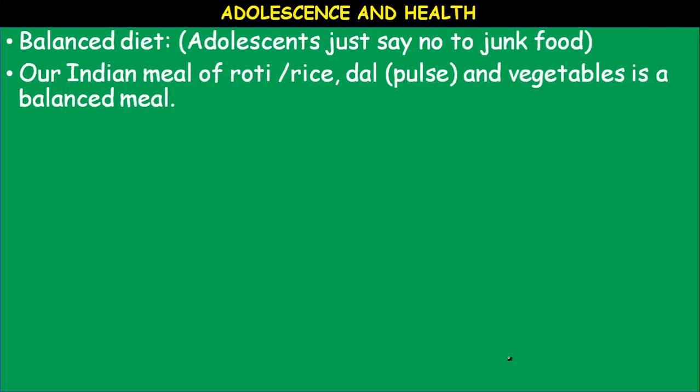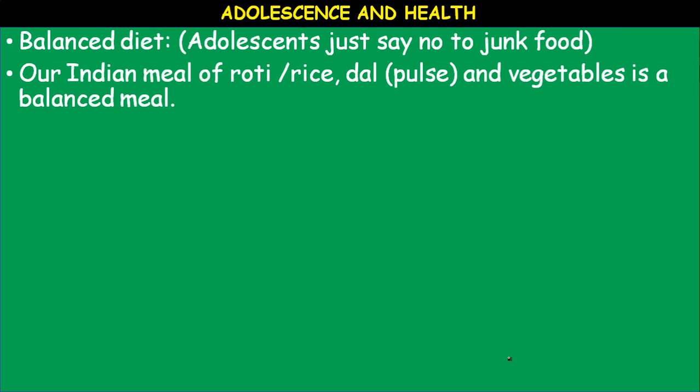Next, a balanced diet. Adolescents, you need to say no to junk food. The junk food may be tasty, but it causes a lot of harm. It leads to indigestion problems. It may lead to the formation of acne and pimples, because the sebaceous glands, which are active at adolescent age, become more active and produce more oil.